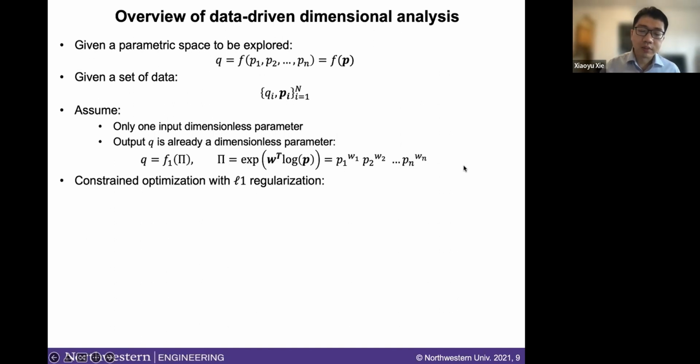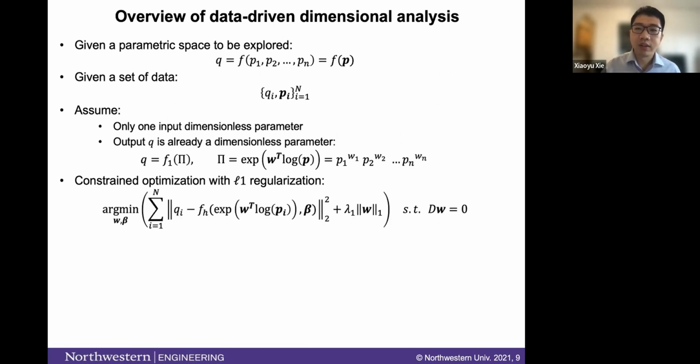If we take a look at this problem in detail, we can find it is actually a constrained optimization with L1 regularization. So why do we need it? What is the objective function? The objective function has two parts. The first part is a mean square error, and the second part is an L1 norm.